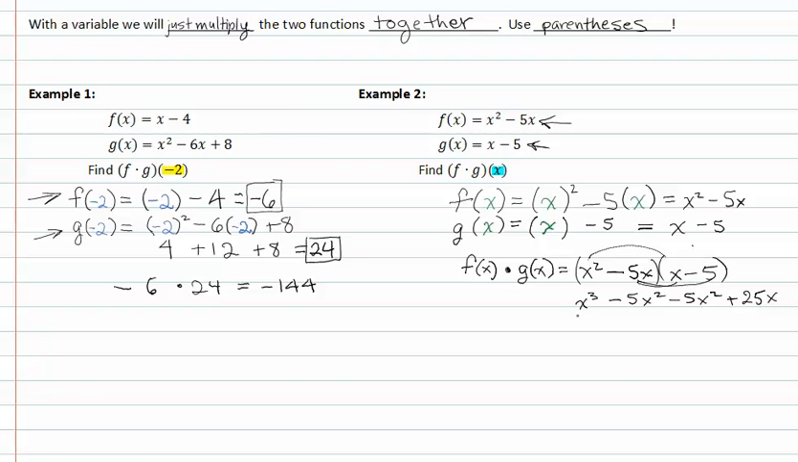So, checking for like terms, I see that my two middle terms add, and I get x to the third minus 10x squared plus 25x. This is equal to f of x times g of x. And that's your simplified answer.